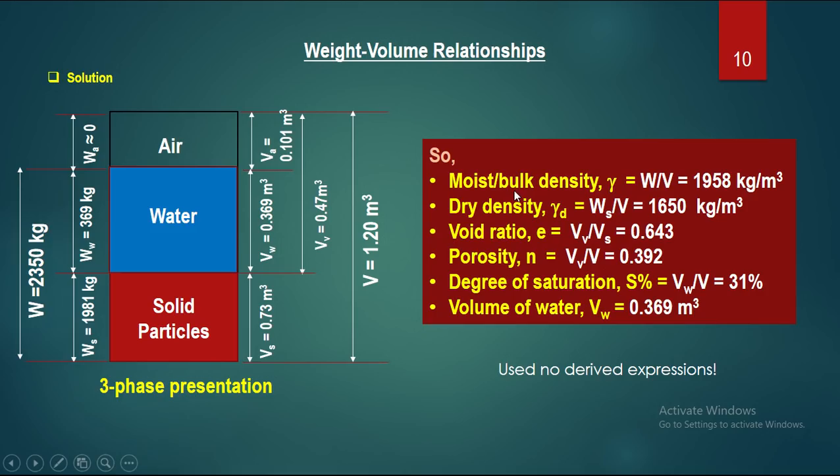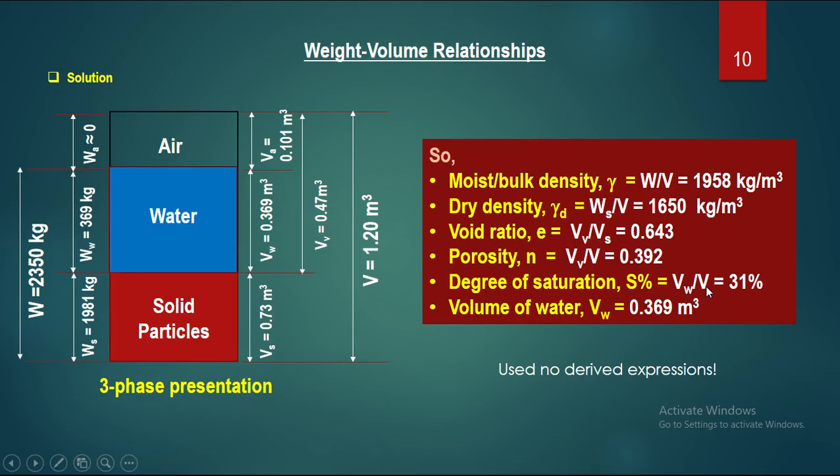So moist density is W by V, you have W, you have V. Dry density is Ws by V, so this is Ws and this is V. Void ratio is this, 0.643. The porosity, n, is volume of void divided by V. All the values are known, so you can easily do it. Degree of saturation, S percentage, is volume of water by volume of void.